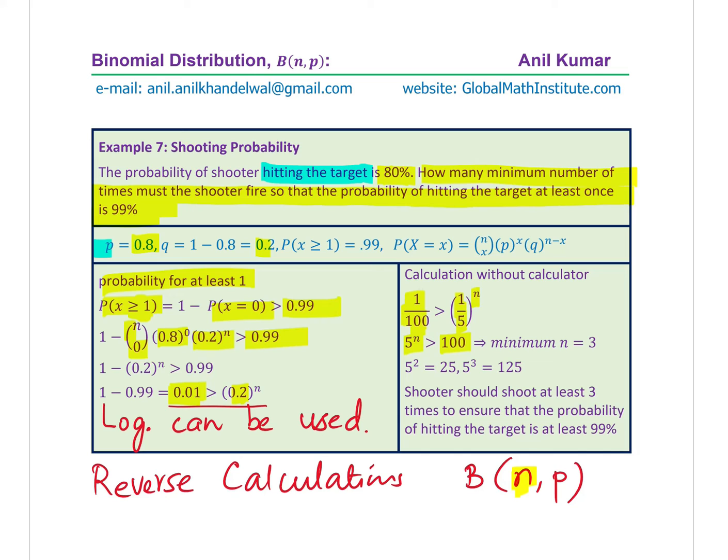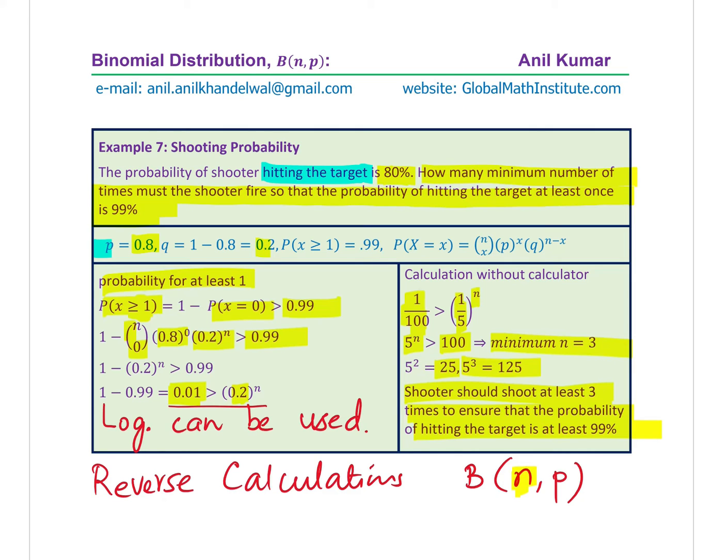And we know n is a discrete number. So n is not a decimal number, it's a whole number, correct? So therefore, if we want 5 to the power of n to be greater than 100, then the minimum value of n can only be 3, right? 5 squared is 25, 5 cubed is 125, and so we get that the shooter should shoot at least 3 times to ensure that the probability of hitting the target is at least 99%, correct? So that is how we are going to solve this question.